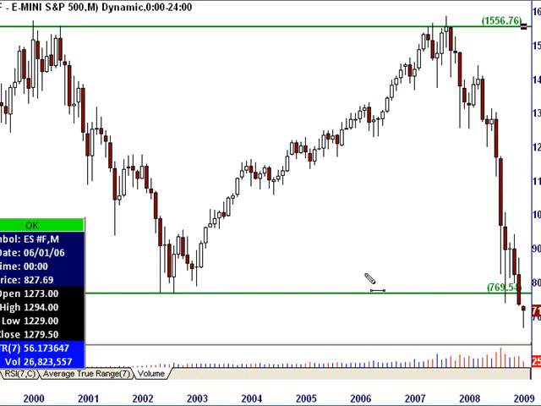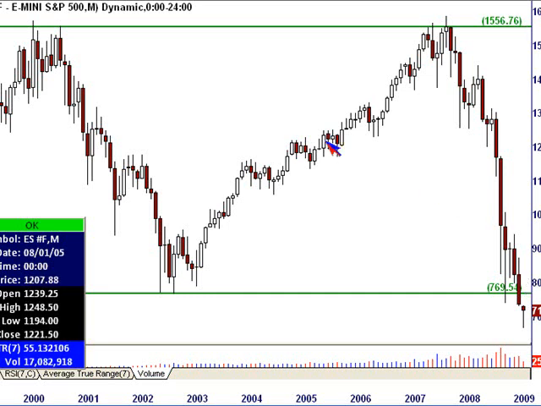Okay, so 770, we came down. Monthly, we drove through it intra-bar, but then rallied back to close above it. Retested here, 797, again closed above it. And then last month, February, we closed below that significant monthly support level.